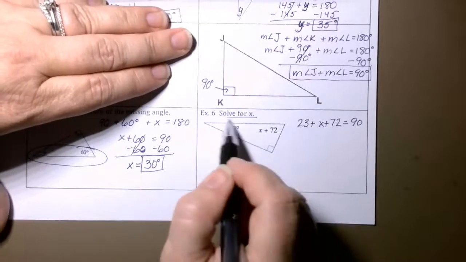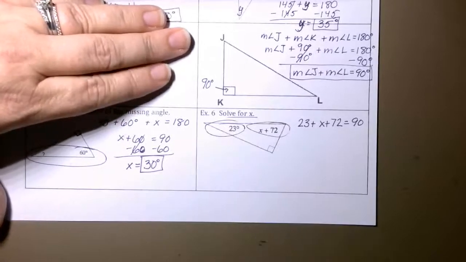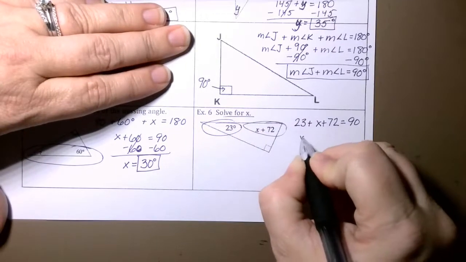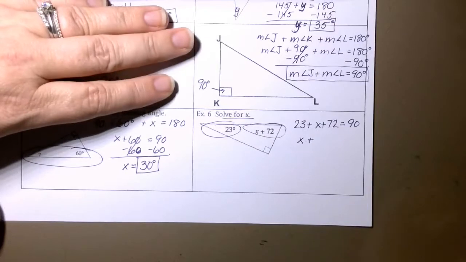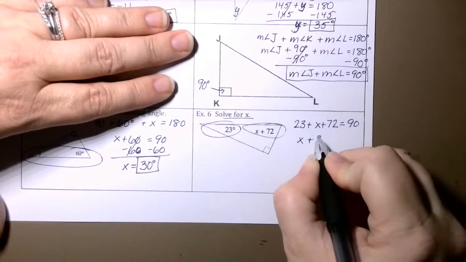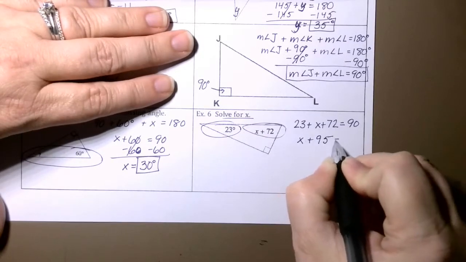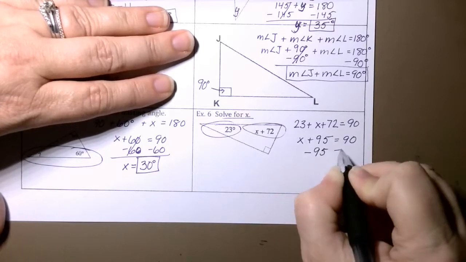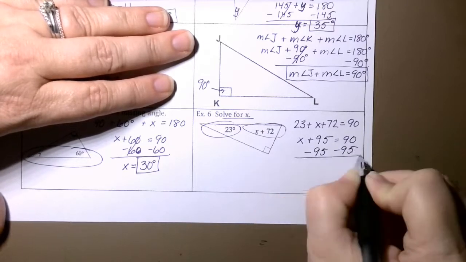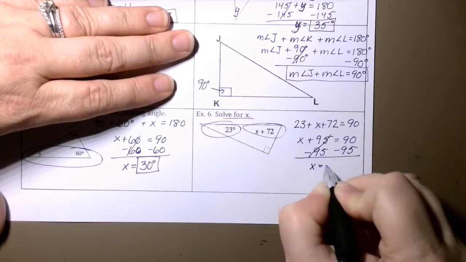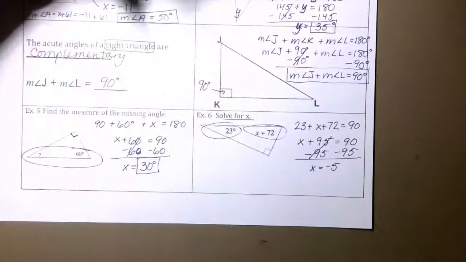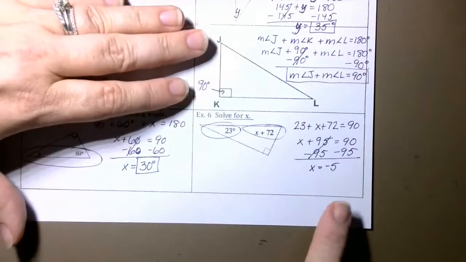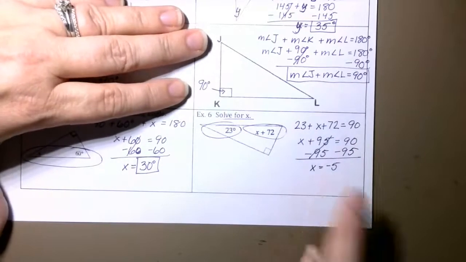But if you remember that the other two angles in a right triangle are complementary, you can make your numbers a little bit smaller. So let's see. x plus, what's 72 plus 23? 95 equals 90. I'm going to subtract 95. And x equals negative 5. Is it okay to have negative there? Yes, because the angle will still be positive. Is this a degree measure, yes or no? No.